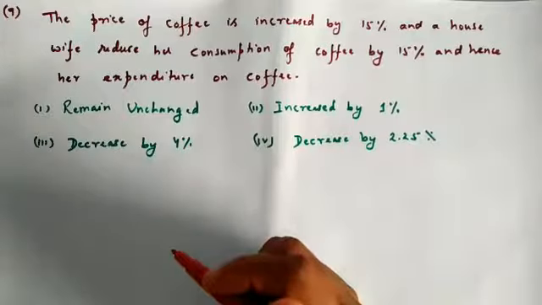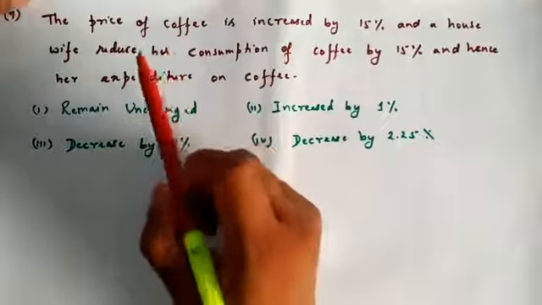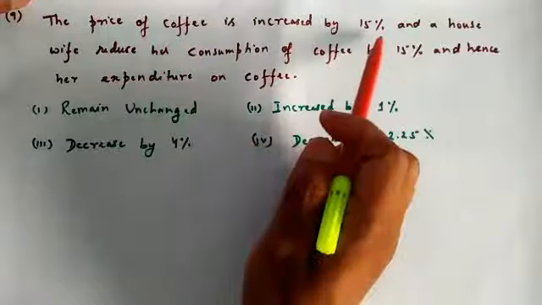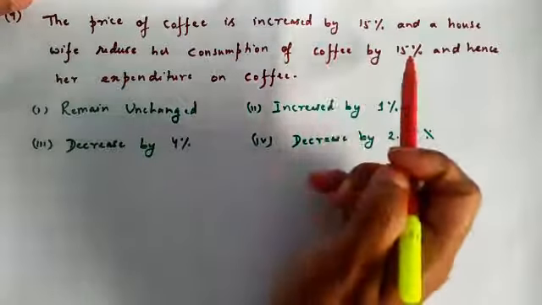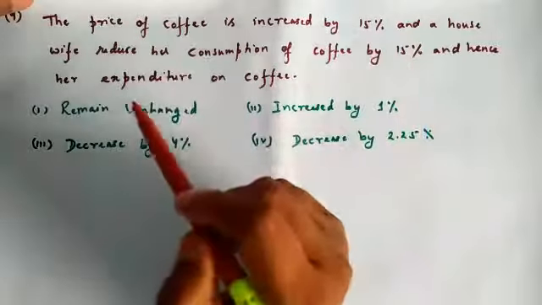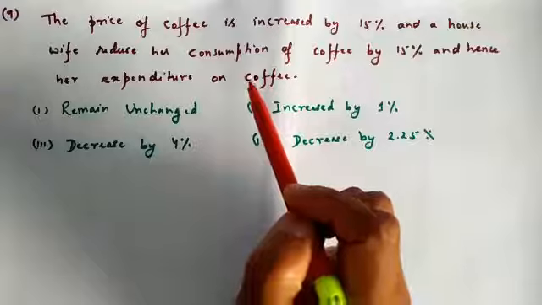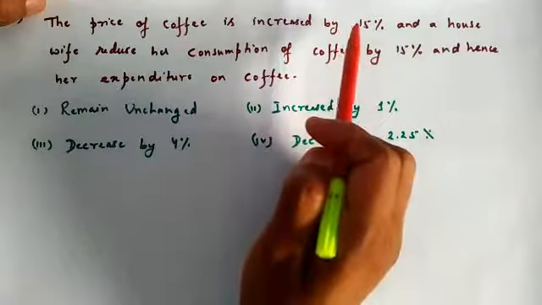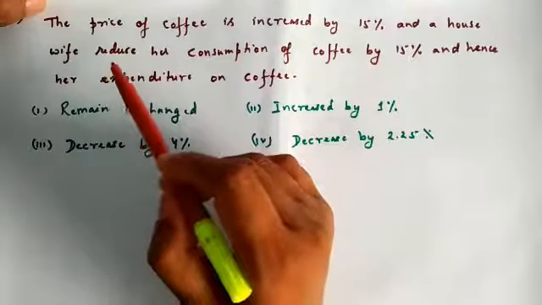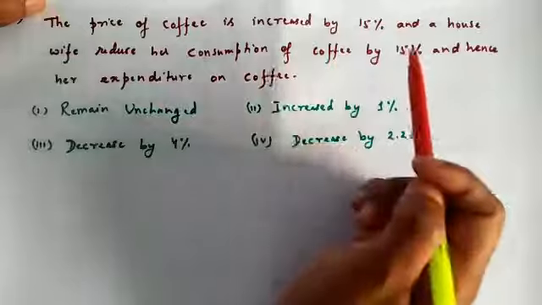Okay, the last question of the day, similar to the above one. The price of coffee is increased by 15% and a housewife reduced her consumption of coffee by 15%, and hence her expenditure on the coffee.